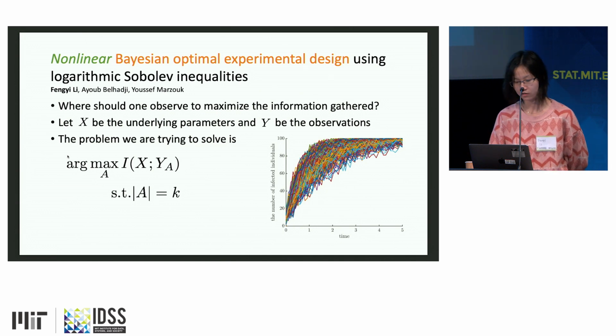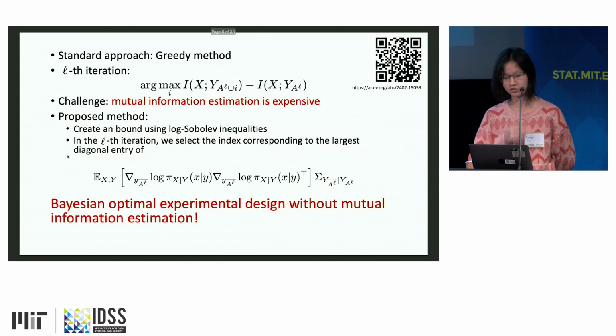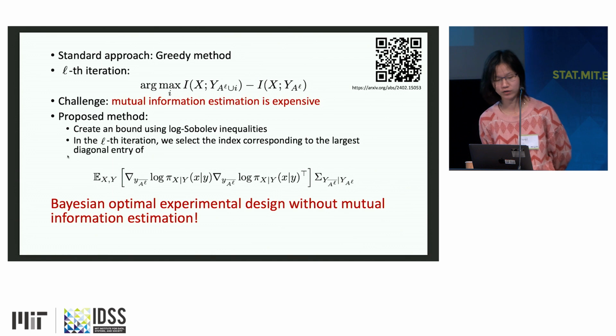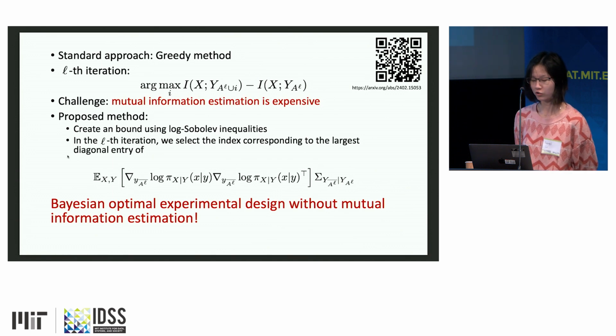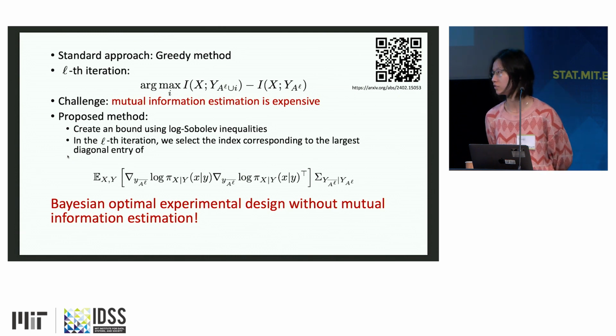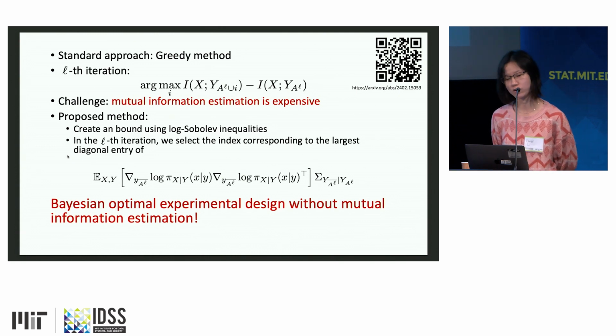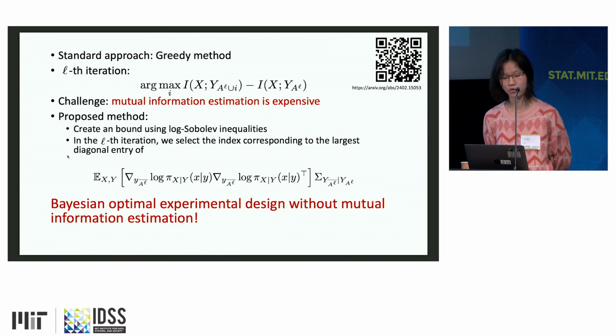The standard approach is to just use the greedy method. In each iteration, say the nth iteration, we're trying to find the item such that the gain after adding the item is maximized, given the set A already selected. The challenge here is that mutual information estimation is usually expensive, especially when we're deviating from the linear Gaussian case. So here we propose to create a bound using logarithmic Sobolev inequalities.